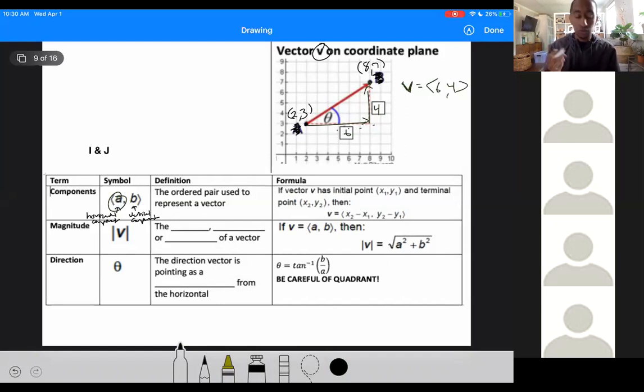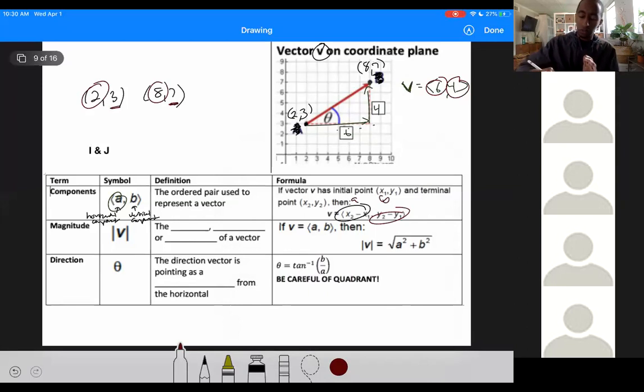So if you had just the ordered pairs, let's say we had a vector that starts at 2, 3, and then it ends at 8, 7. Instead of graphing every time, you could just do x2 minus x1 and that will give you the a. So 8 minus 2 is 6, and that gives you your a right here. And you can do y2 minus y1, so 7 minus 3. That would be 4. That will give you your b right here, because you're just subtracting. If you subtract these two, you're just going to get the 6.